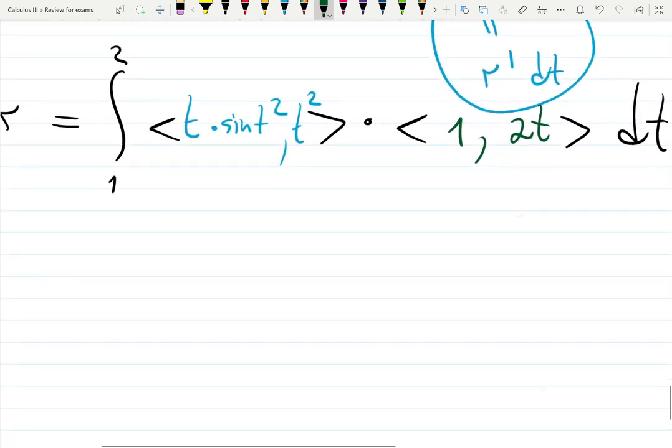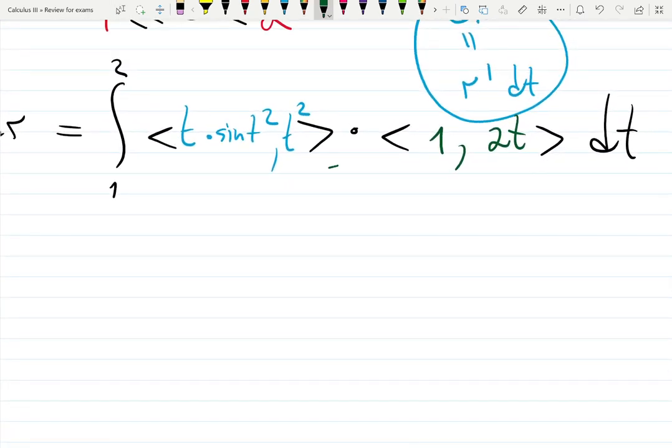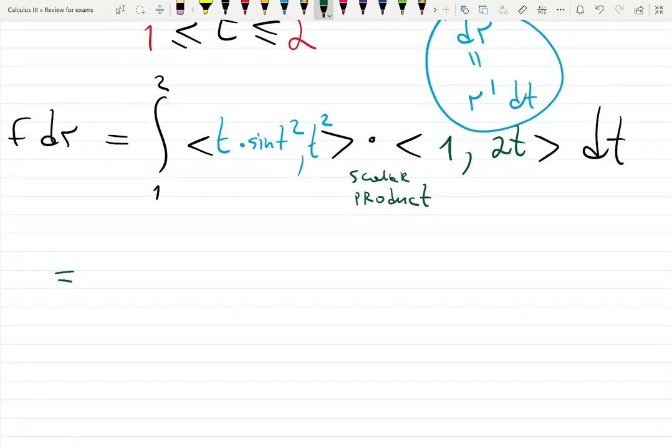The result of this scalar product. Scalar product, I like this name more. This is the Russian name, scalar product, because scalar product tells you it's a number, the answer will be a number.